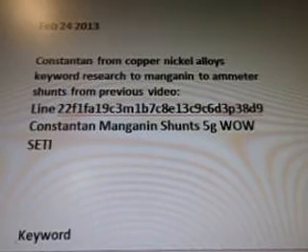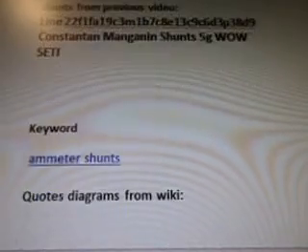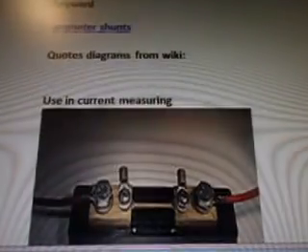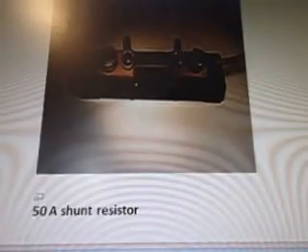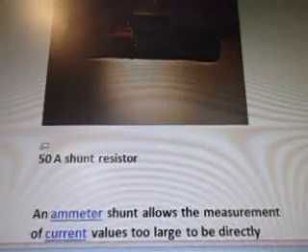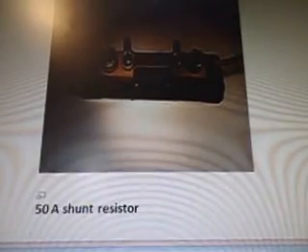Constantan, Manganin shunts, 5G, Wow! Seti. So the keyword is ammeter shunts. Quotes and diagrams are from Wiki. Using current measuring, this is a 50A shunt resistor.